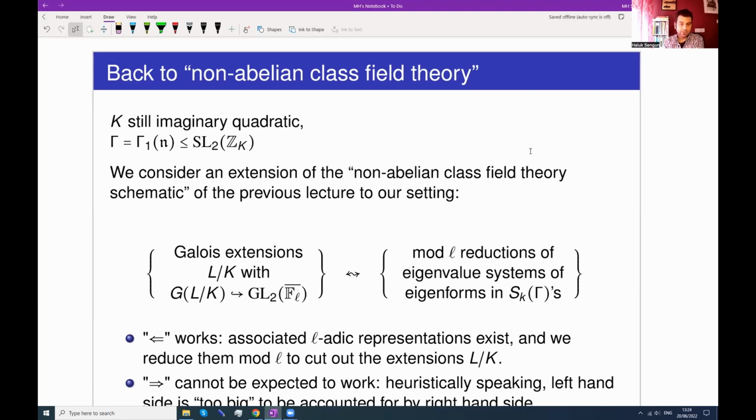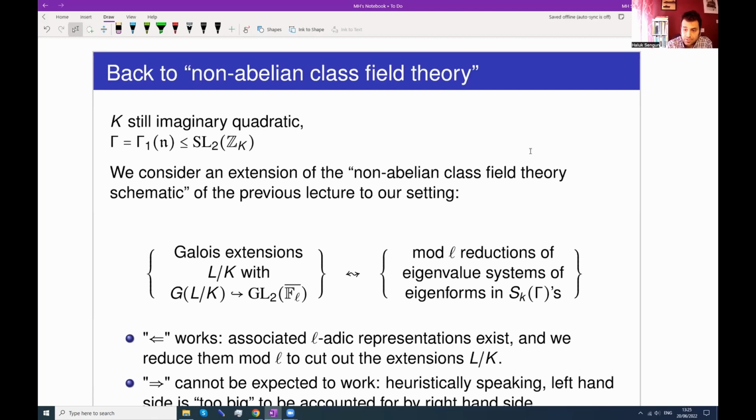That mod L representation cuts out a Galois extension of Q, whose Galois group obviously injects into GL2 of F_L bar, some L power. So in that sense, your classical modular cusp forms were cutting out non-abelian extensions of Q, right? So you expect a similar thing going on in this imaginary quadratic situation.